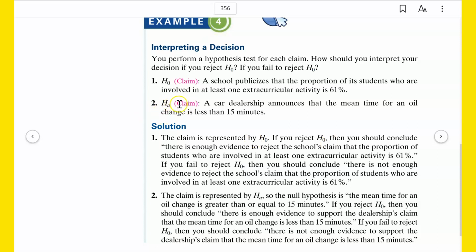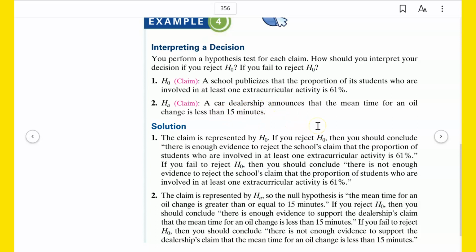All right. So what if the claim was the alternative hypothesis? The car dealership announces that the mean time for an oil change is less than 15 minutes. In that case, the claim is the alternative, and so we are rejecting the null hypothesis, which would be that it is greater than or equal to 15 minutes. So we would say there's enough evidence to reject H0, which means there's enough evidence to support HA. There's enough evidence to support the claim.